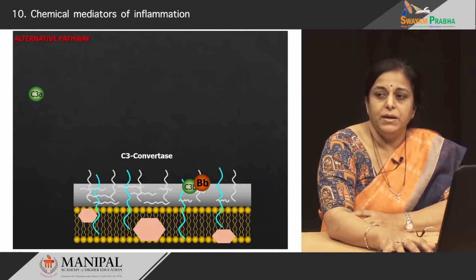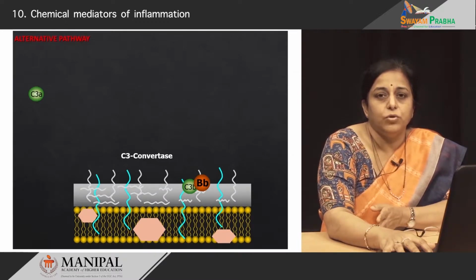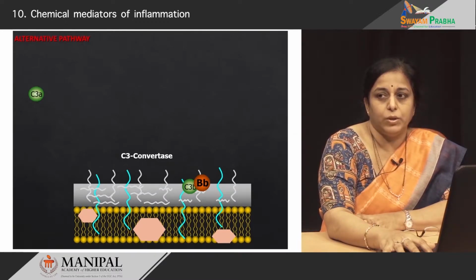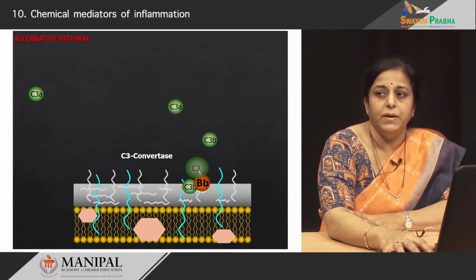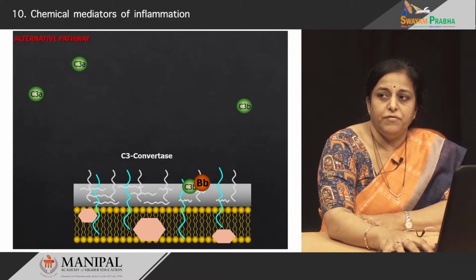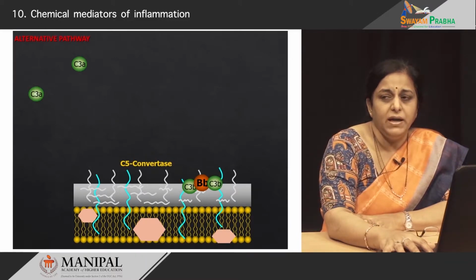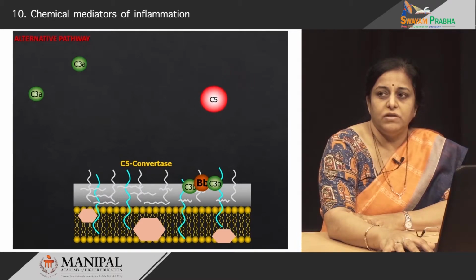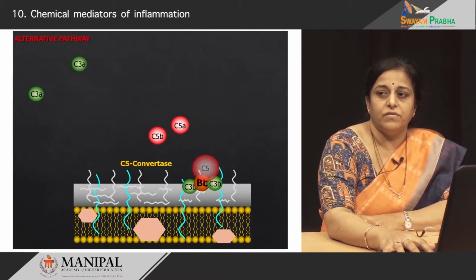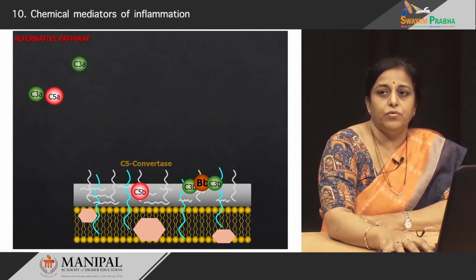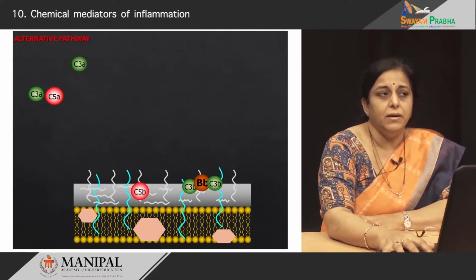Watch this, the Bb along with C3b is the C3 convertase here. Now, the further steps are similar to what we saw in the classical complement pathway. So, this cleaves the C3 into C3a and C3b. The C3b further attaches to this complex, and this is now the C5 convertase. So, this attaches to C5 and cleaves it into C5a and C5b.